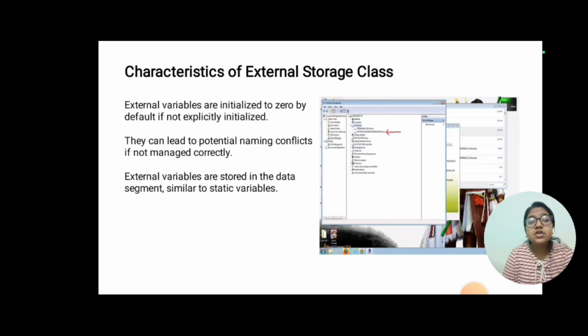The characteristics of the external storage class. External storage variables are initialized to 0 by default if not explicitly initialized. They can lead to potential naming conflicts if not managed correctly. External variables are stored in the data segment, similar to static variables.